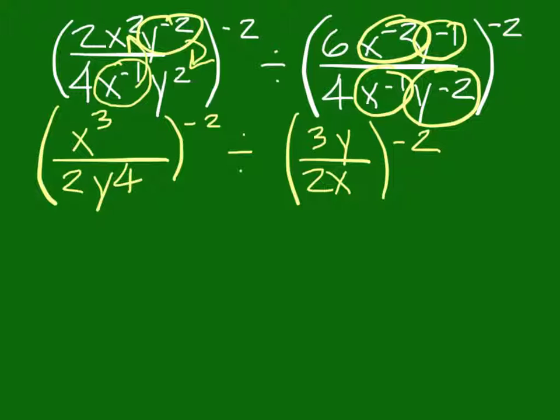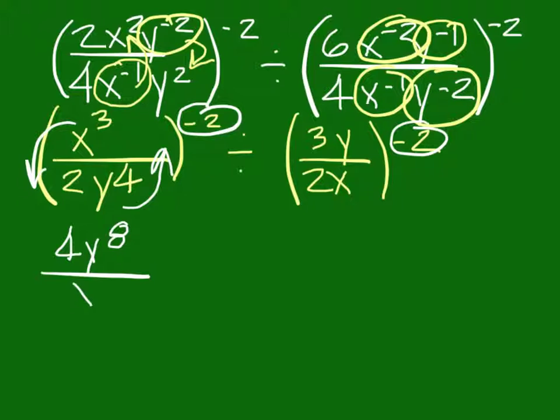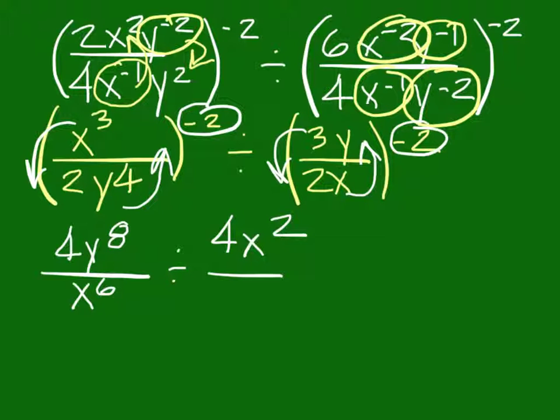Now flip these and square them, because that's what it says to do with this and this. So this goes to the top and becomes 4y to the 8th, and this goes to the bottom and becomes x to the 6th. On the right side, this goes to the top and becomes 4x squared, and then this goes to the bottom and becomes 9y to the 2nd.